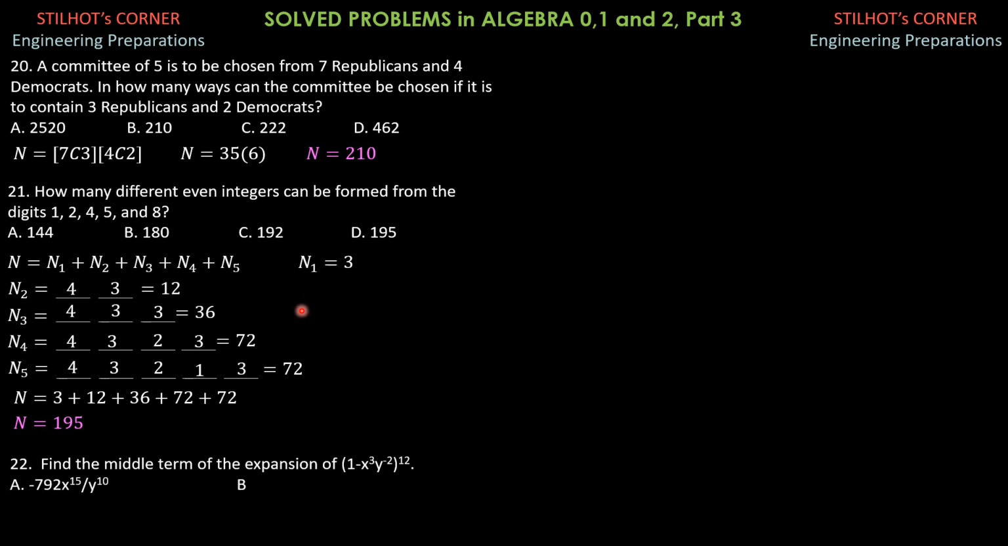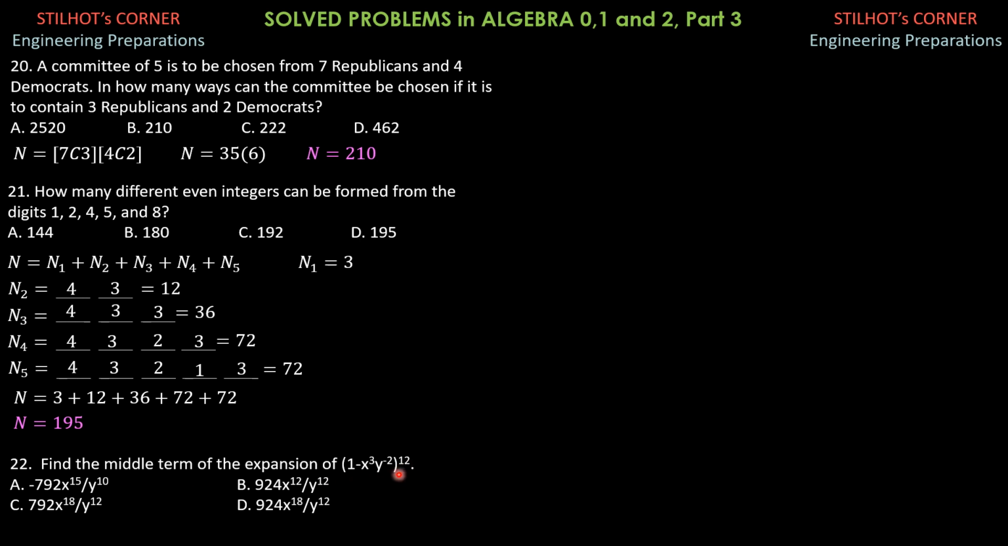22. Find the middle term of the expansion of (1 - x³y⁻²)¹². n is 12. The first term is 1, the second term is -x³y⁻². For the middle term, there will be 13 terms in the expansion, so the 7th term is the middle term.